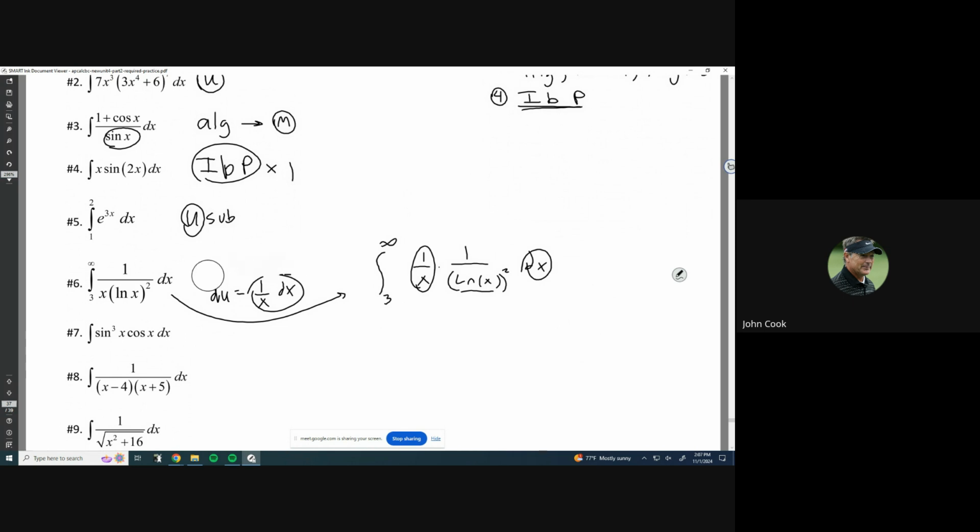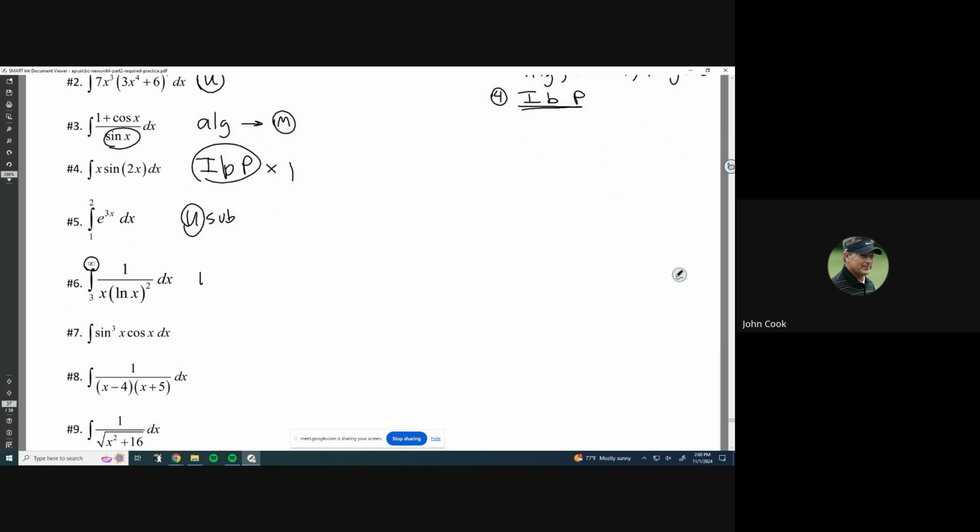So this is a u sub, and on top of that, if you look at the bounds on this definite integral, it's also improper because of that infinity right over there. So this would definitely be a u sub again, and then it's also going to be improper on top of that. So I've got to use limits and things like that to resolve it.